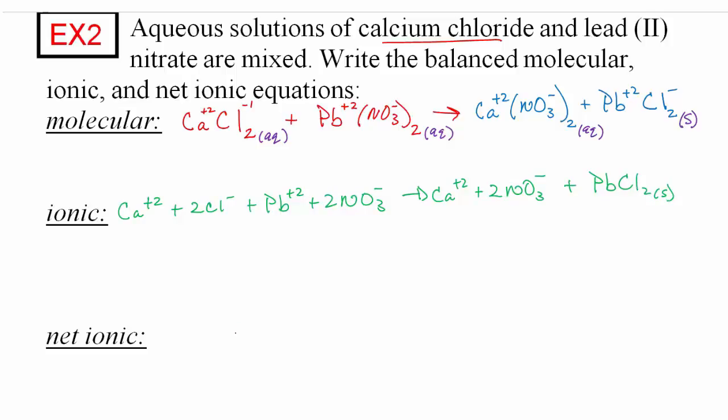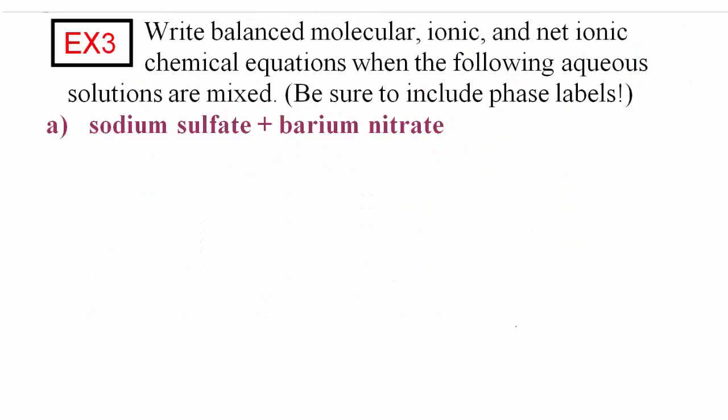Now for the net ionic, what you do is you cancel what you can. I can cancel calciums, I can cancel 2 nitrates, so all I'm left with is 2 chloride anions, lead 2 forms lead 2 chloride. So that's the game plan. Let's try it again. Write balanced molecular, ionic, and net ionic chemical equations when the following solutions are mixed.